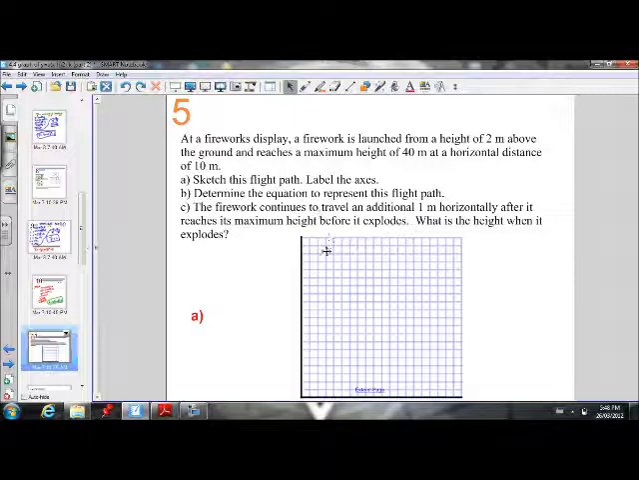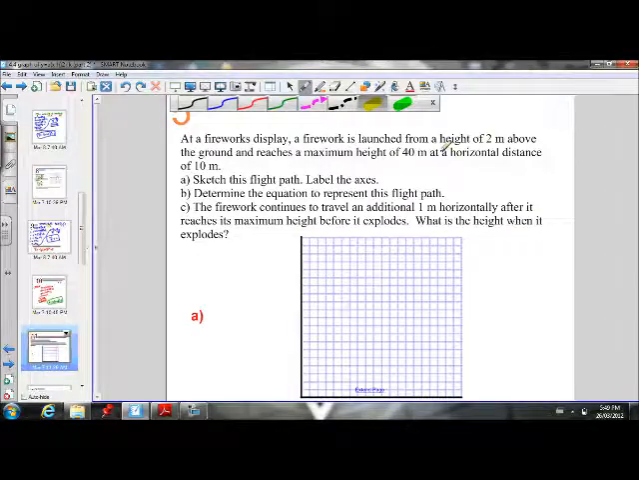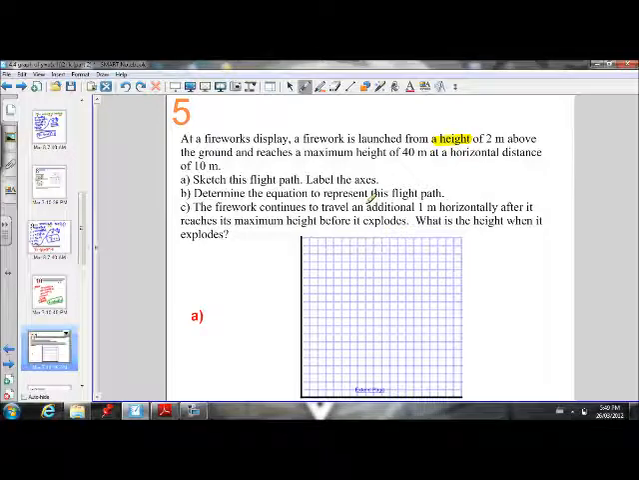So what we're going to do right here, first things first, let's label our axes. One of our axes has to be the height, and the other axis has to be the horizontal distance. So let's read the question one more time. At a fireworks display, a firework is launched from a height of 2 meters above the ground and reaches a maximum height of 40 meters at a horizontal distance of 10 meters. So we know that one variable represents the height, so our y is our height, and our other variable represents the horizontal distance.